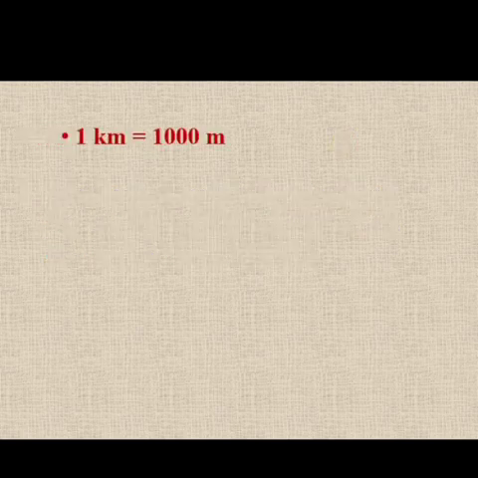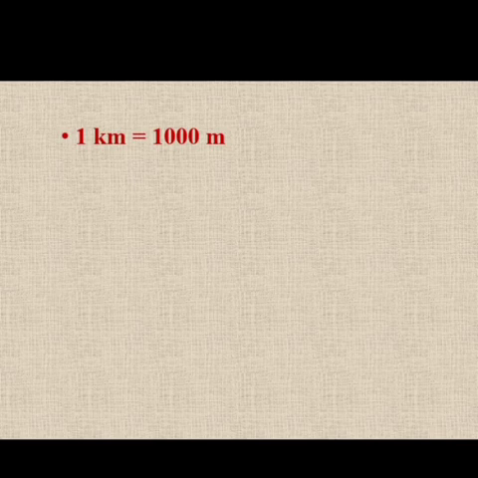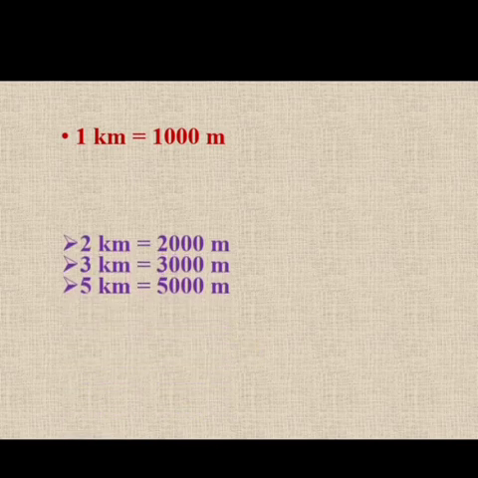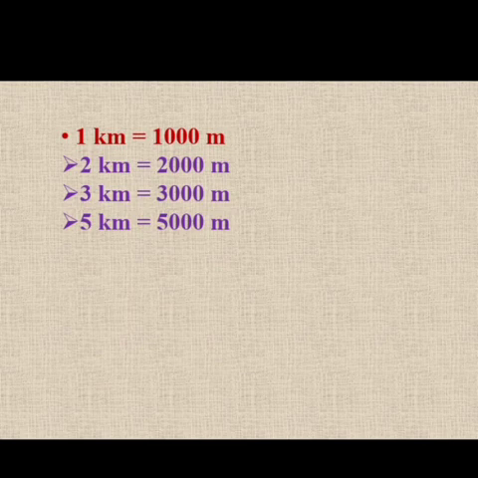Students, let's revise it for your better understanding. You all know that 1 kilometer is equal to 1000 meter. Therefore, 2 kilometer is equal to 2000 meter. 3 kilometer is equal to 3000 meter. 5 kilometer is equal to 5000 meter.